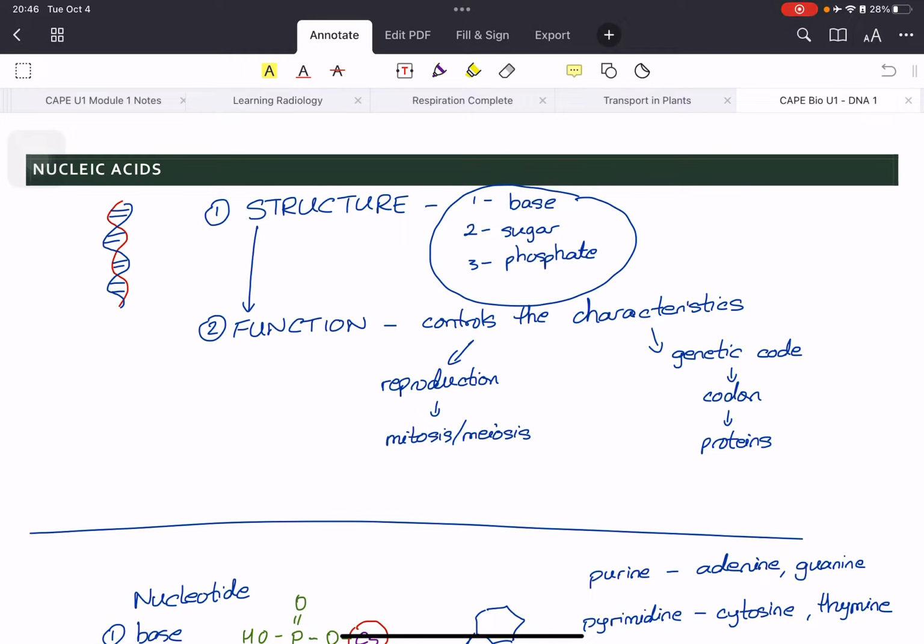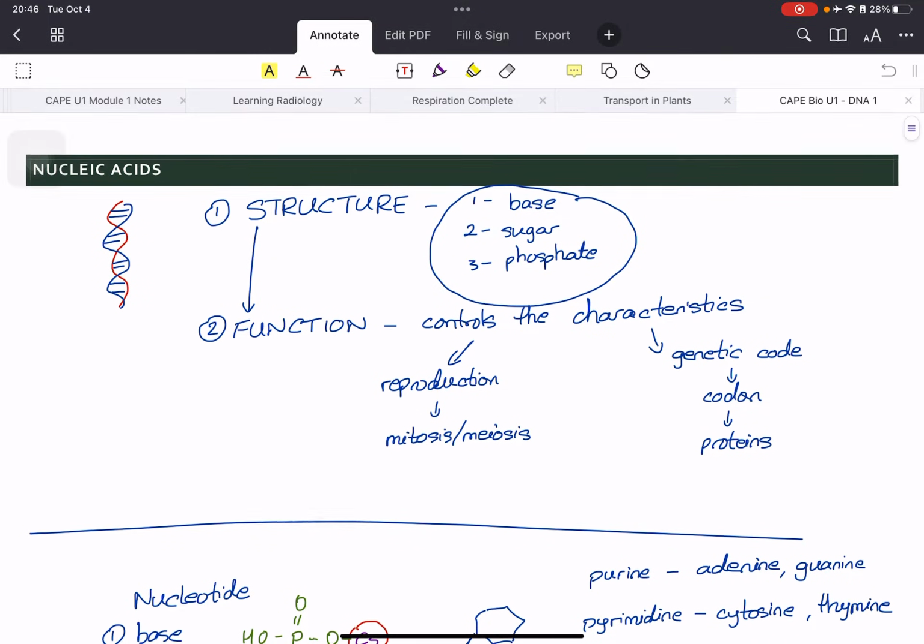Alright, so in the first video, which is today, we will be taking a look at mainly the structure of DNA, and also we'll be looking at some of the functions of DNA and replication as well.